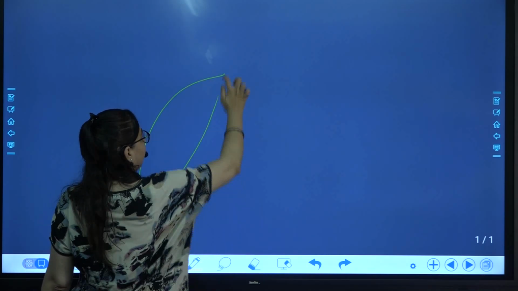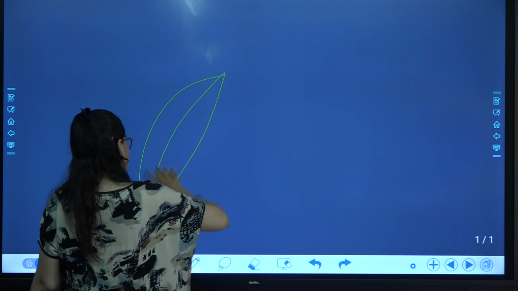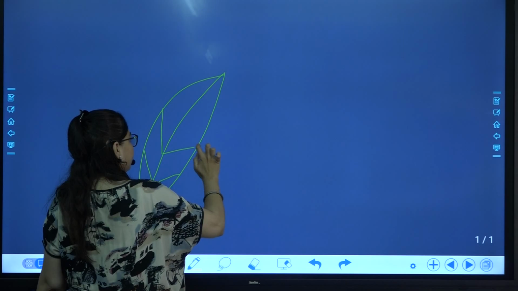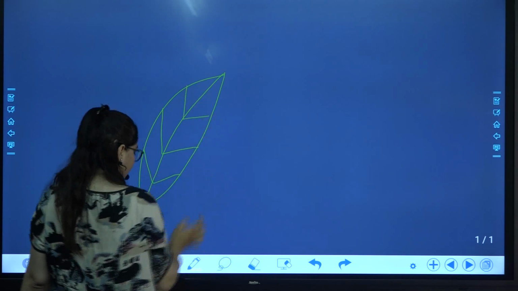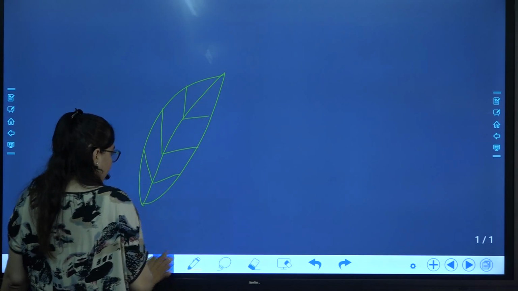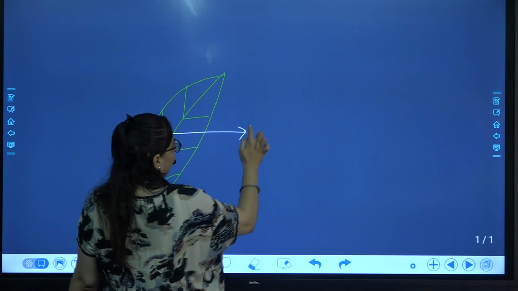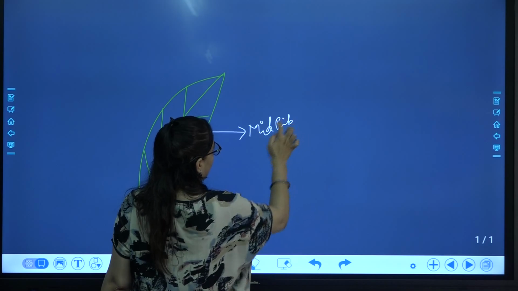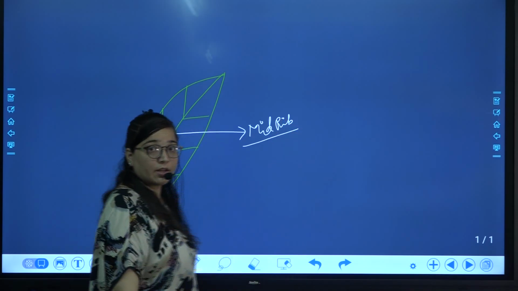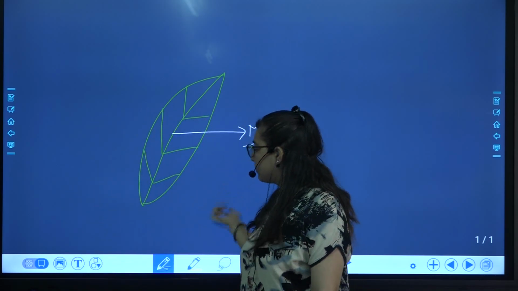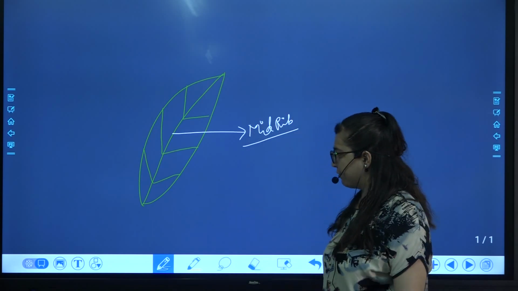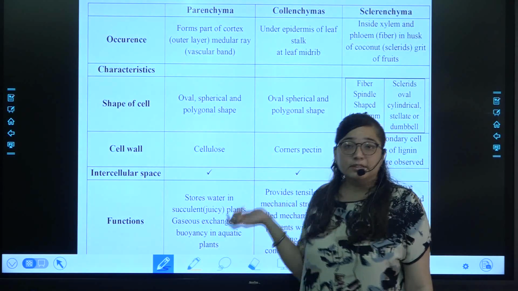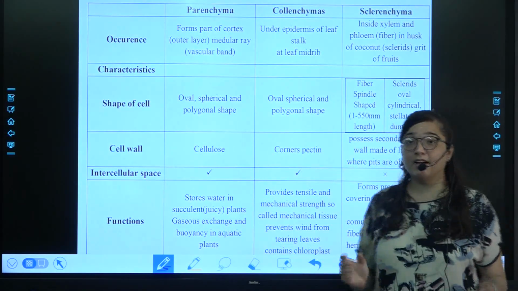This is the leaf and this one is the midrib. Okay, so generally it is present in the leaf midrib. That is where they are generally present.